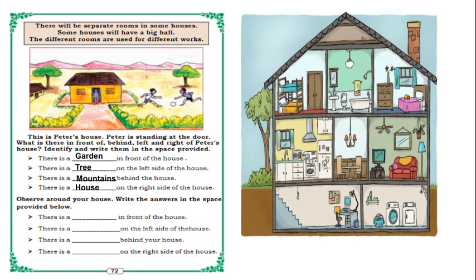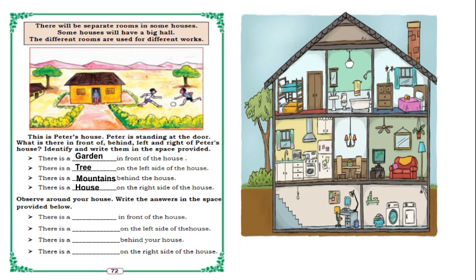Peter is standing at the door. What is there in front of, behind, left and right of Peter's house? Identify and write them in the space provided. So in the first sentence, there is a garden in front of the house, isn't it, children? In front of the house, what is there? In front of Peter's house, there is a garden. We can write garden. So there is a tree on the left side of the house.